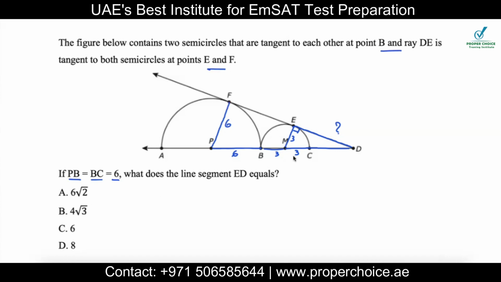Now to find the length of MD, I don't know what this part is. Let me assign the length of this part as X and then use the similarity. Now there are two triangles: one triangle is FPD and another triangle is EMD. These two triangles are similar because both have a 90-degree angle, angle D is common, and these other angles are also equal because the lines drawn here must be parallel, as they are tangent to the circle.